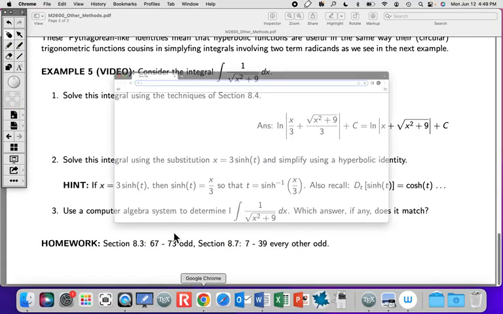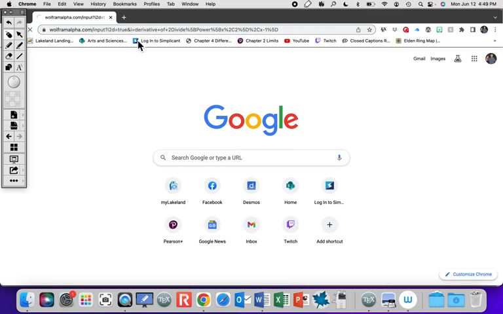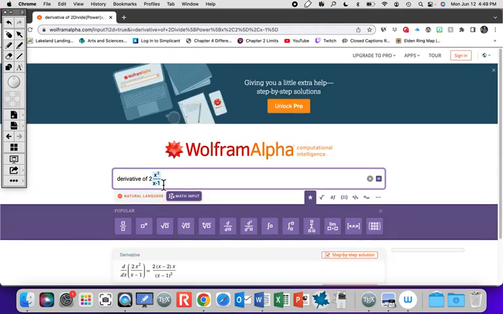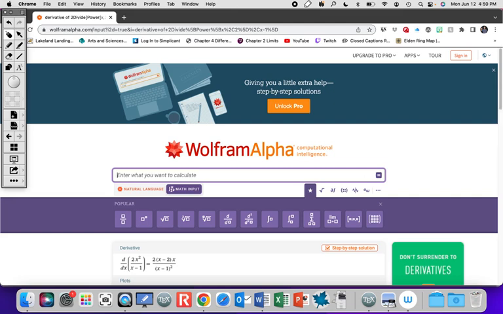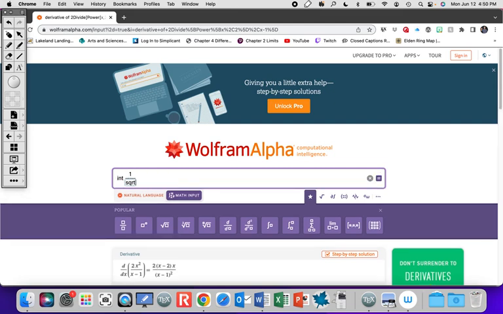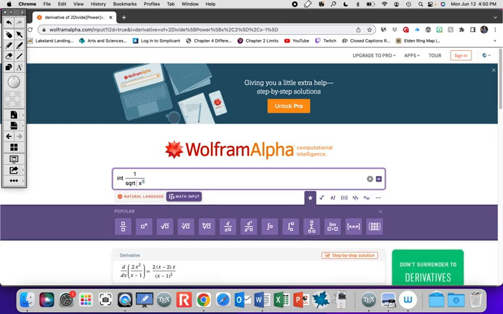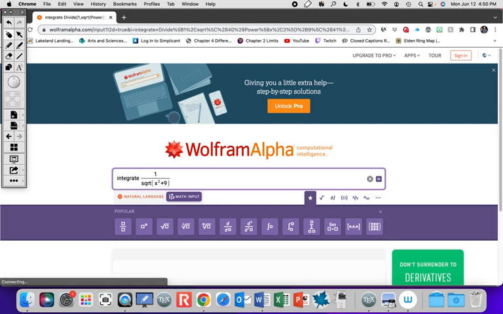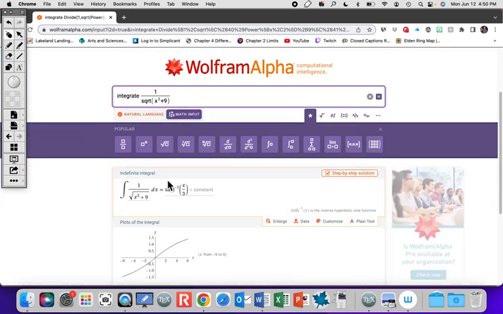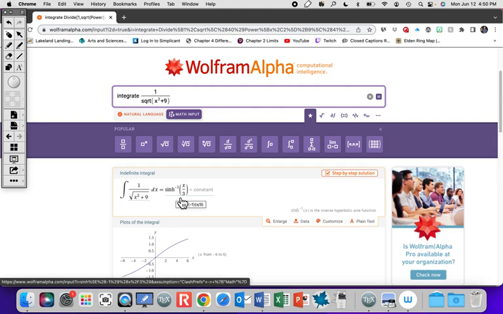Now, if we fire up a computer algebra system like Wolfram Alpha, and we ask it to integrate, I'll just type that. It's going to pop up with this inverse hyperbolic. And oftentimes you'll see that. You'll often see the inverse hyperbolics coming up where you would normally have logs.